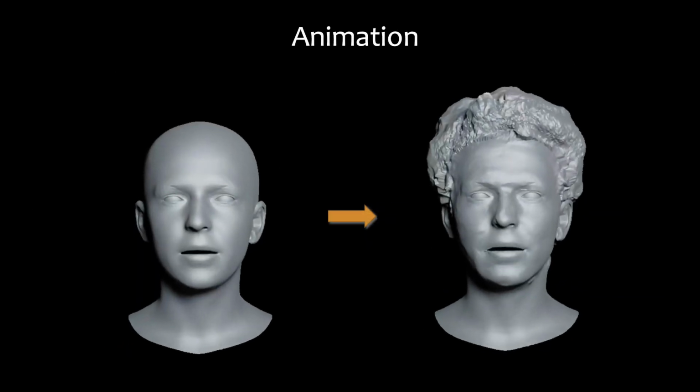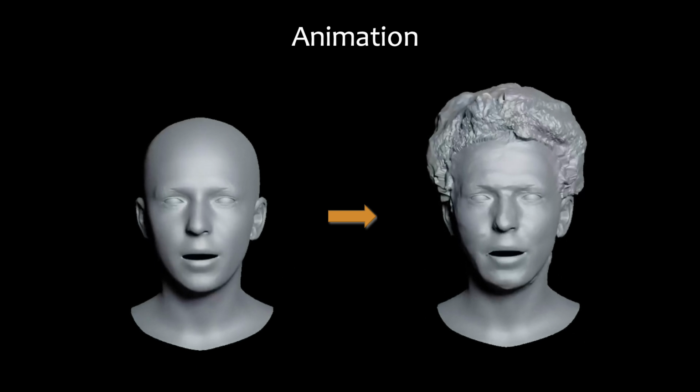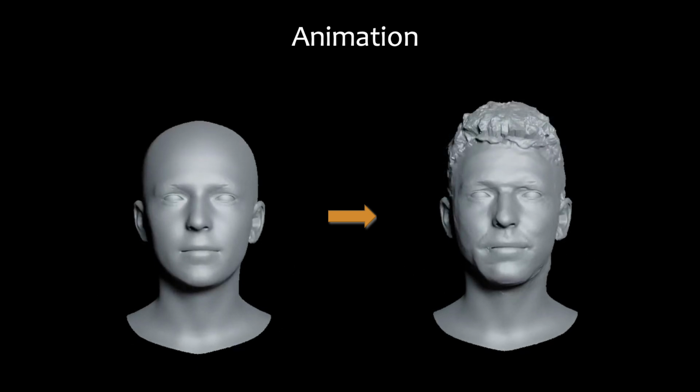Animation of the model is powered by rigging the parametric model. We apply displacements to the neutral shape and rotate them over time according to the deformation of the underlying template.